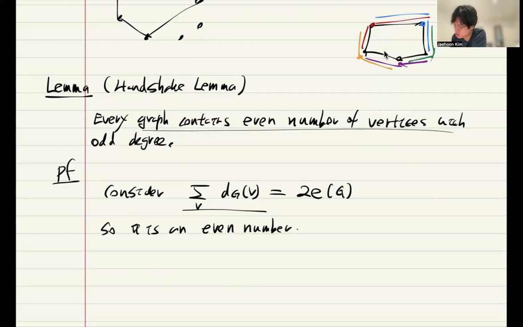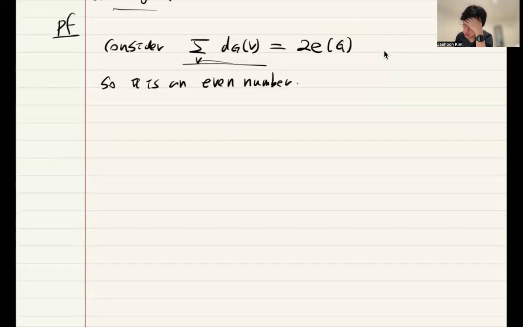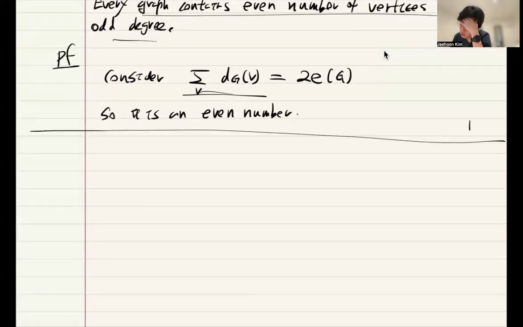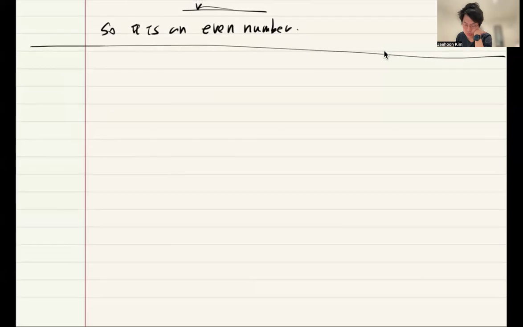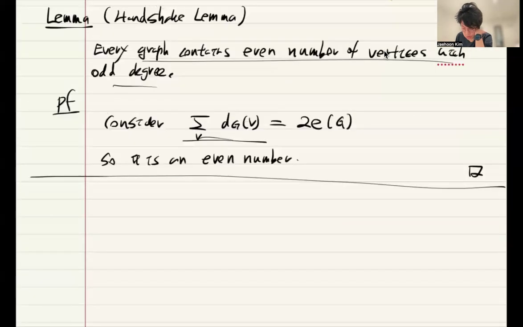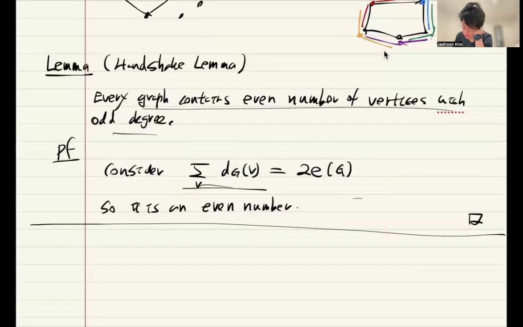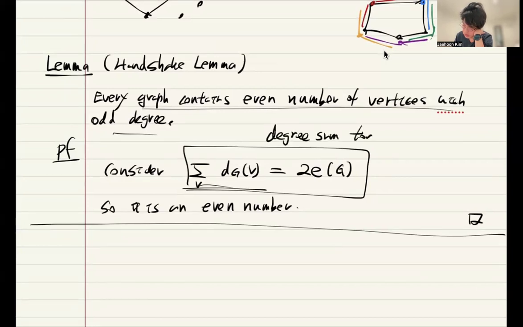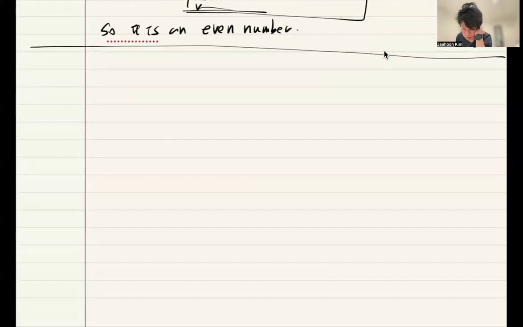So that says that its sum is even. That means the number of odd numbers here, which is added, must be even. So I will not write down the further sentences to finish the proof. So this is called the degree sum formula. And it will be helpful later.